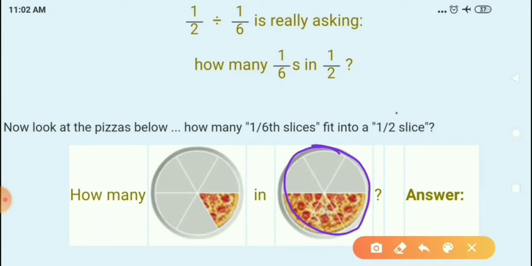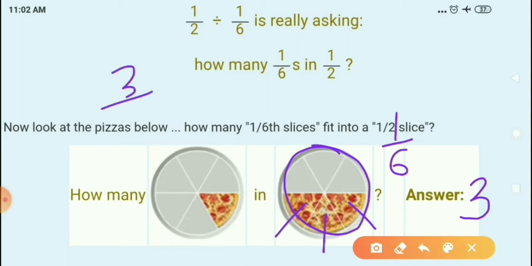So how many 1 upon 6 are there? You can count: 1, 2 and 3. So your answer is there are 3 one-sixths in 1 upon 2, or you can say 3 upon 6. In this way you have understood how fraction numbers are divided.